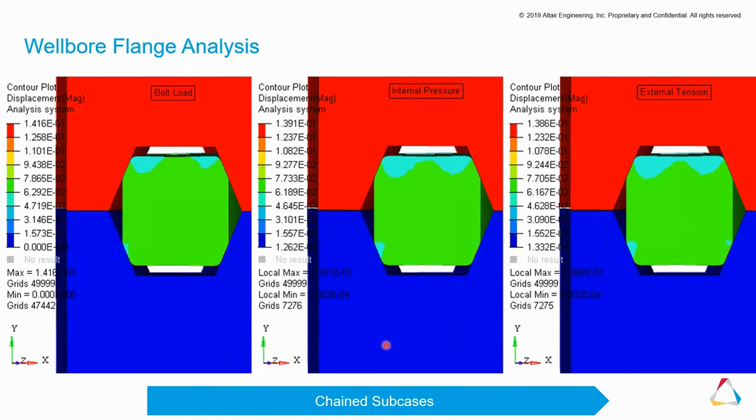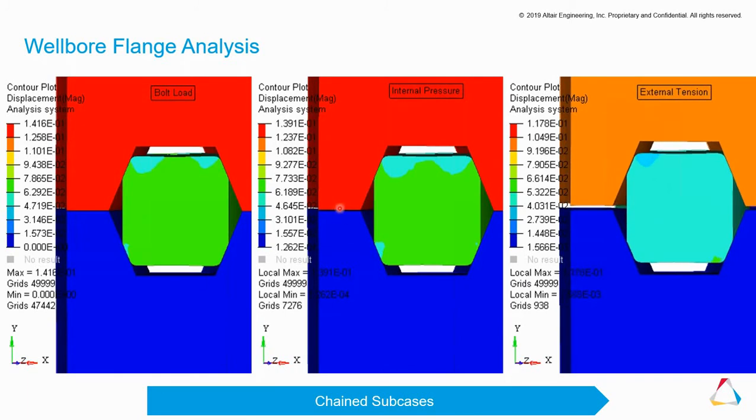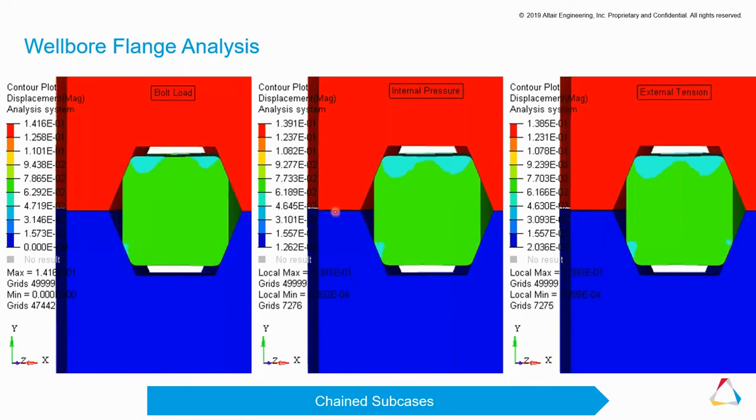So again, we run this as a chained analysis, and you can see the first subcase was the pretension where the two flanges were closed down due to the bolt pretension. And in the second subcase, you can see that there is a slight separation between the two components.